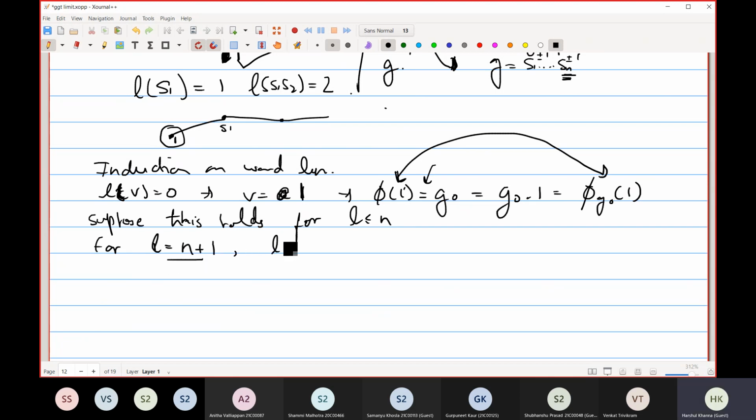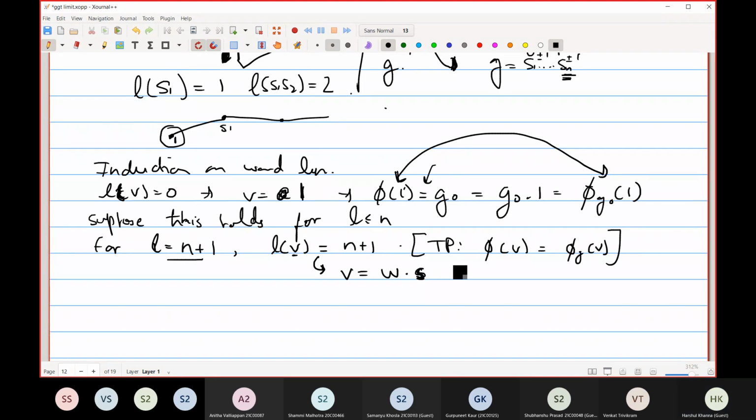So suppose we take v to be the vertex with length of v equal to n plus 1. What do we want to prove first of all? To prove phi of v is equal to phi g of v, right? Since the length of the group element v, also a vertex, is n plus 1, that means v is of the form w s, where w belongs to the group.